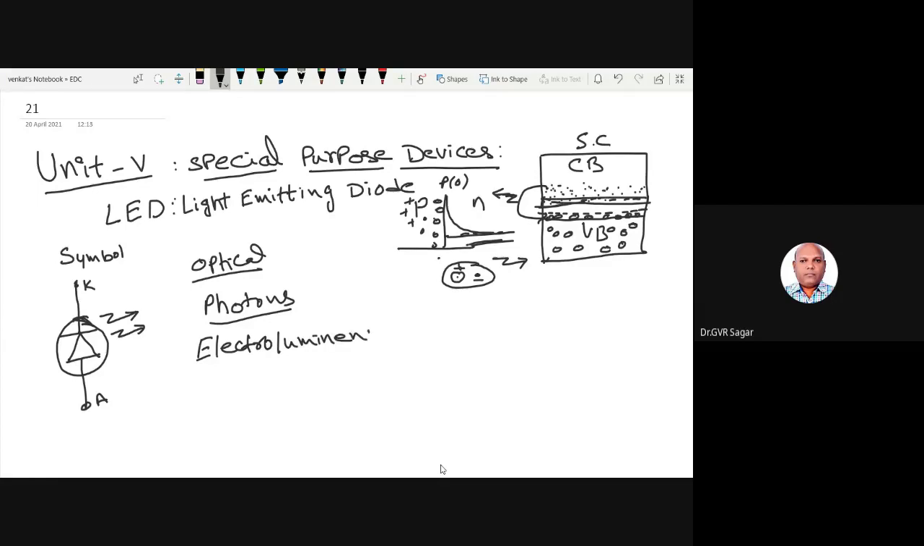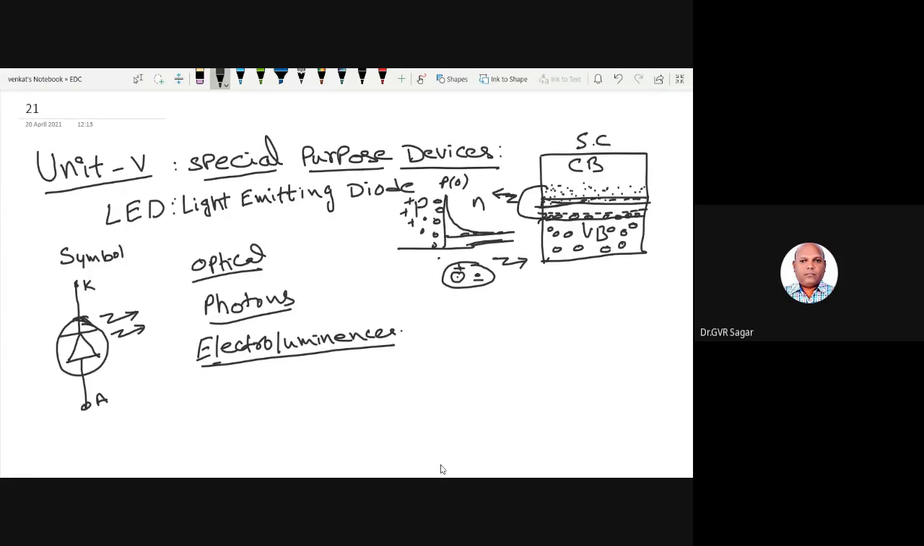Electroluminescence. Generally we know photoconduction and photoemission, which we have already studied in physics. Like this, here the mechanism is called electroluminescence. This electroluminescence principle is adopted.